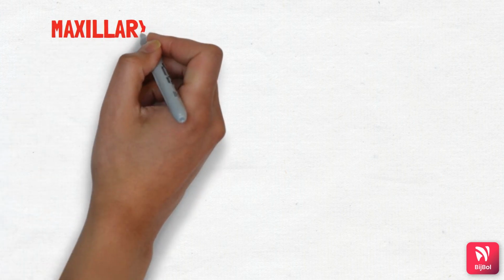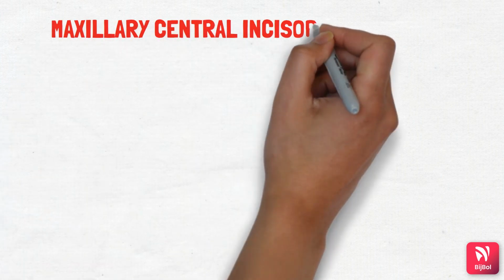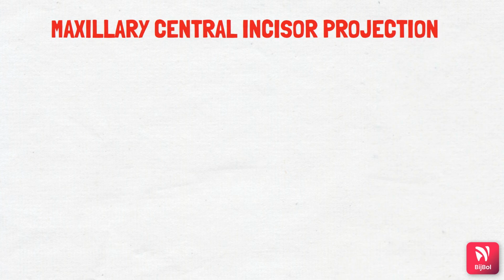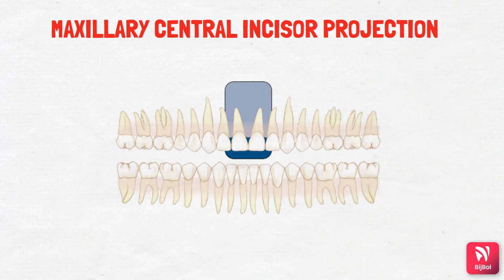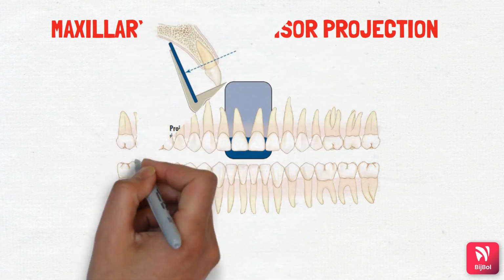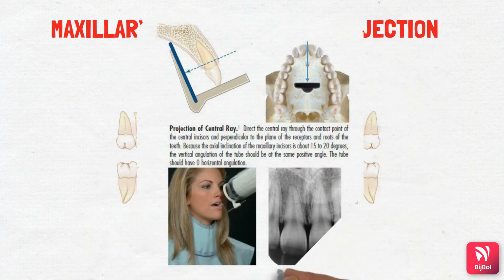Firstly, we will discuss the maxillary central incisor projection. Direct the central ray through the contact point of the central incisors and perpendicular to the plane of the receptors and roots of the teeth. Because the axial inclination of the maxillary incisors is about 15 to 20 degrees, the vertical angulation of the tube should also be with the same positive angulation. But the horizontal angulation should be 0.